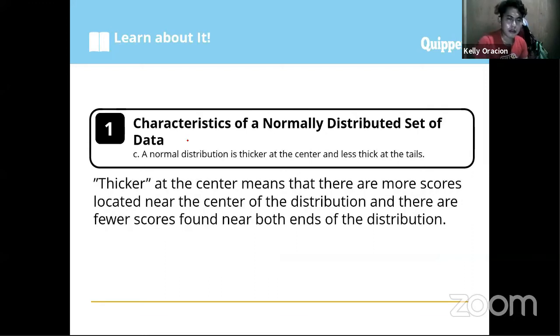Next, a normal distribution is thicker at the center and less thick at the tails. Thicker at the center means that there are more scores located near the center of the distribution, and there are fewer scores found at both ends of the distribution. That is why the tail is less thick.